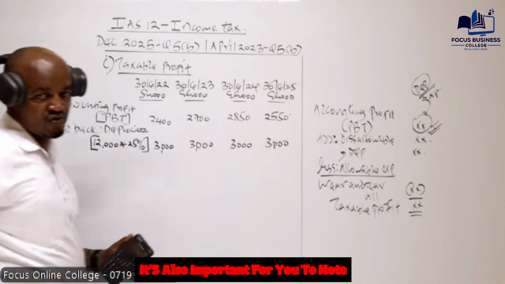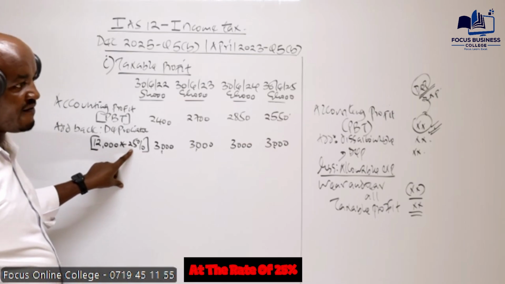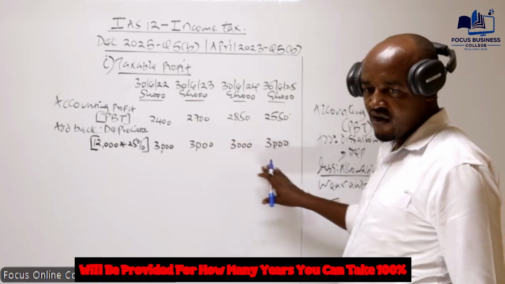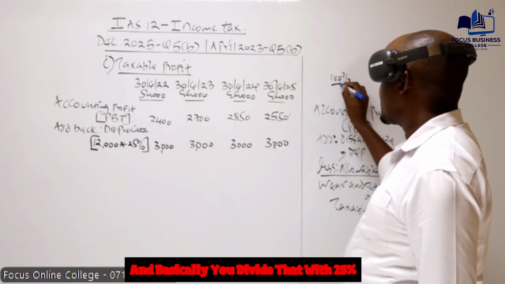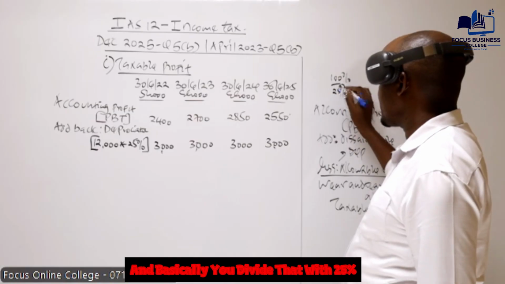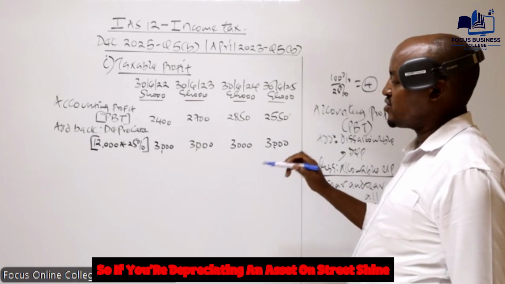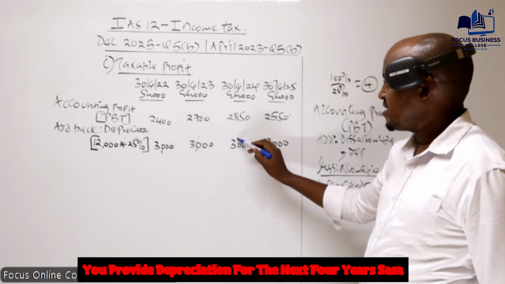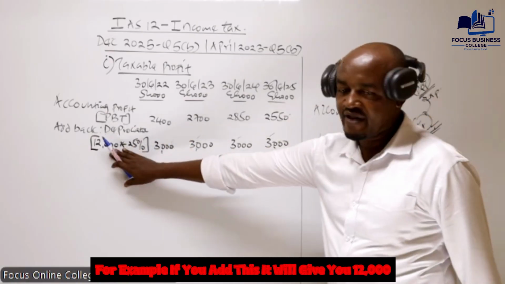It is also important for you to note that if, for example, we are depreciating an asset at the rate of 25%, for you to know for how many years depreciation will be provided, you take 100% and divide it by 25%. This will give us 4 years. So if you are depreciating an asset on straight line, you provide depreciation for the next 4 years. And that's why, for example, if you add this, it will give you 12,000.